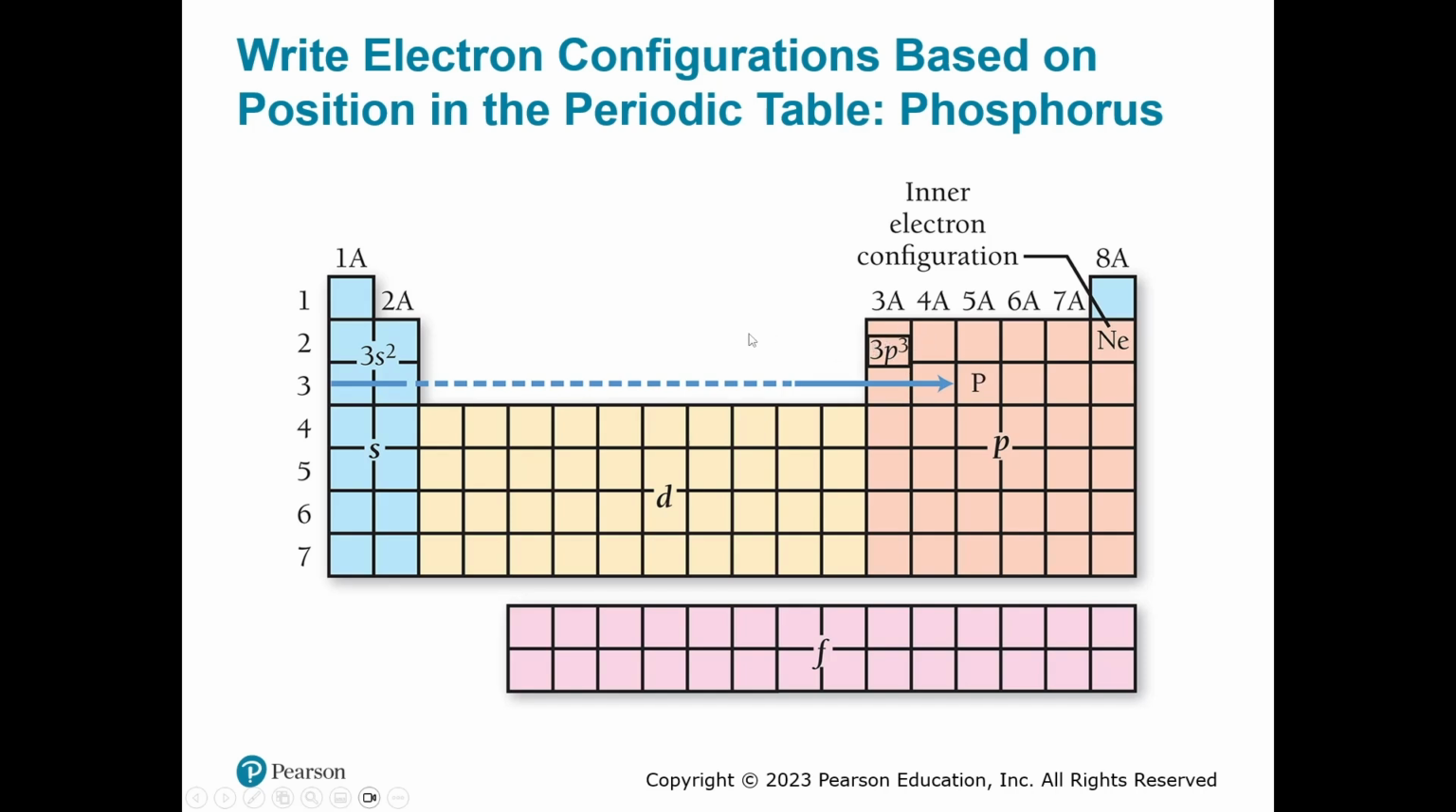And then it's going to have everything before that. So it's going to have all of the 3s filled. It's going to have all of the inner core electrons from neon, but that's just 2p6, 2s2, and 1s2. Obviously, we'd write that in the reverse order because we want to start with our lowest energy orbitals first.